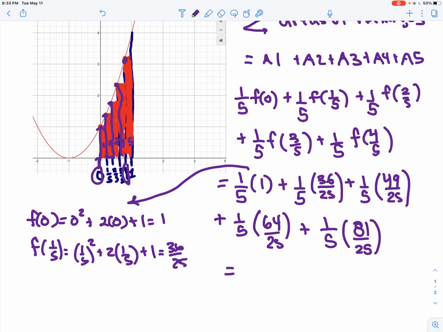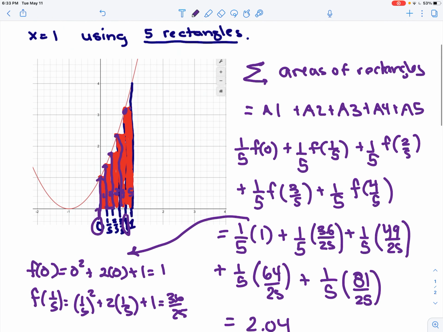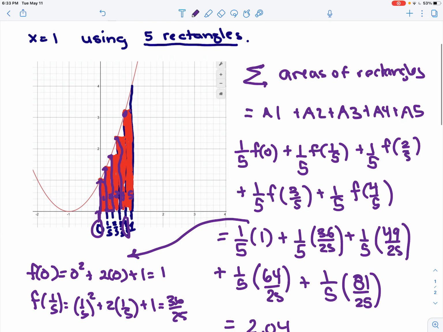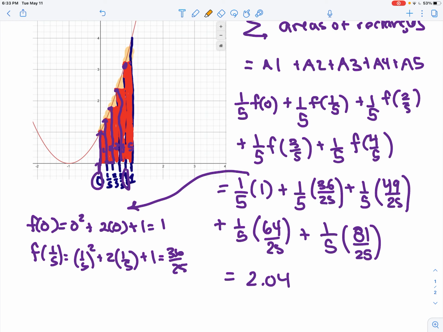I get, well, I found it as a decimal, so I'll just tell you as the decimal, 2.04. Okay, so it's saying that the approximate area under that curve is 2.04. And you can see, I know that's going to be an under approximation because look, see all these pieces that I'm missing? So this is going to be a little less than the real answer. Does that make sense?